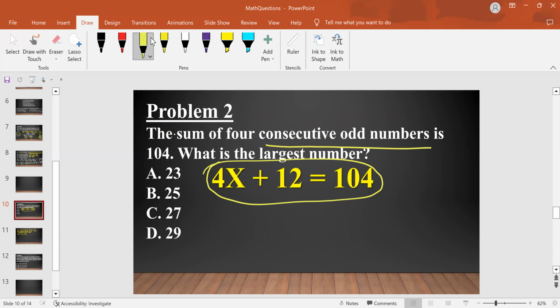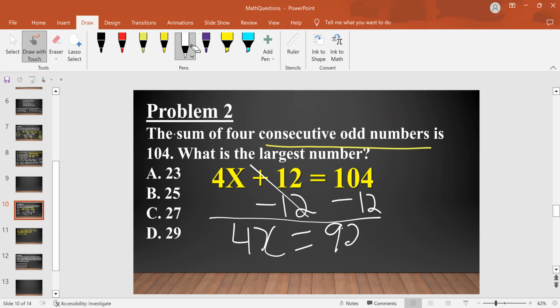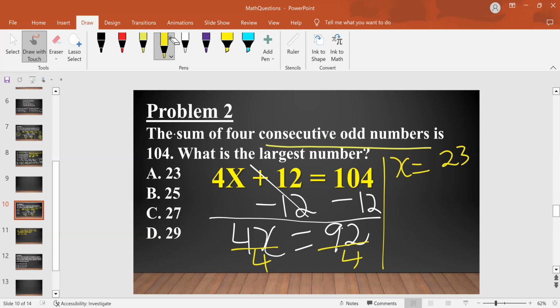So if you go back here, what you do is subtract 12 on both sides. So we're going to subtract 12, subtract 12. Therefore, you have a 4x, this cancels out, equal to 92. To get x alone, we will divide both sides by 4, and we get x is equal to 23. So this x is the first odd number.